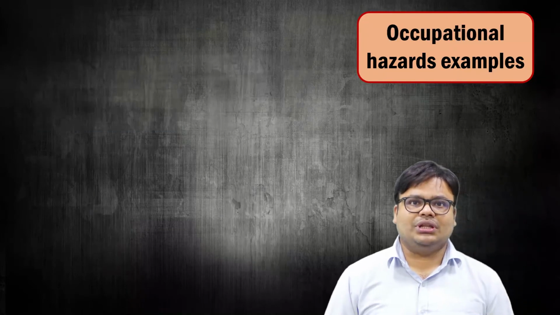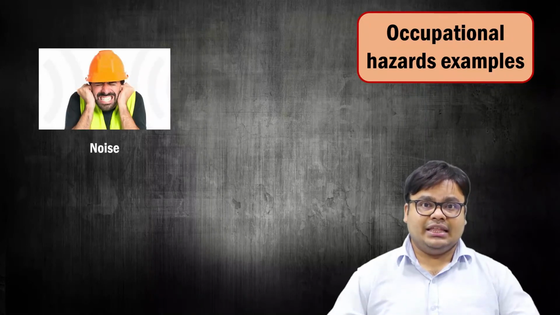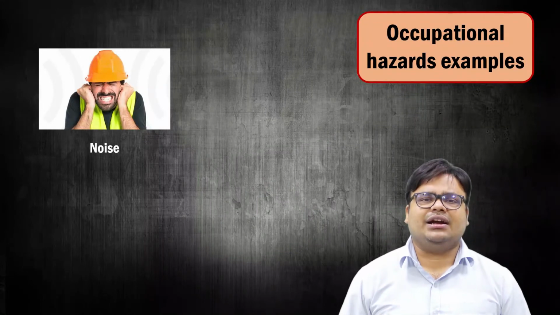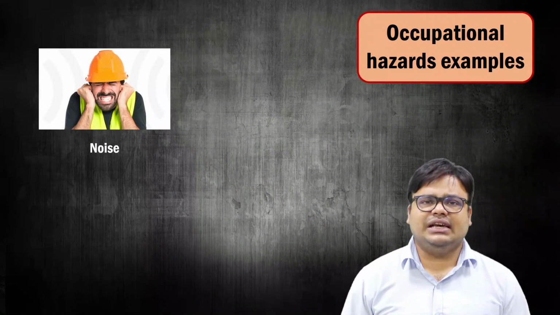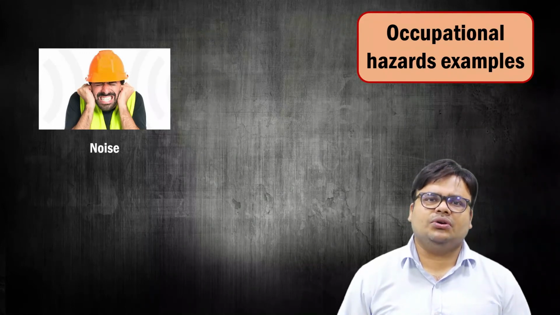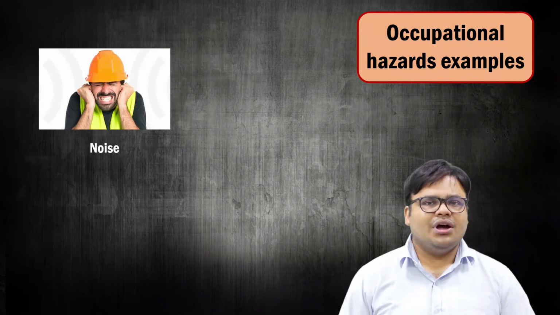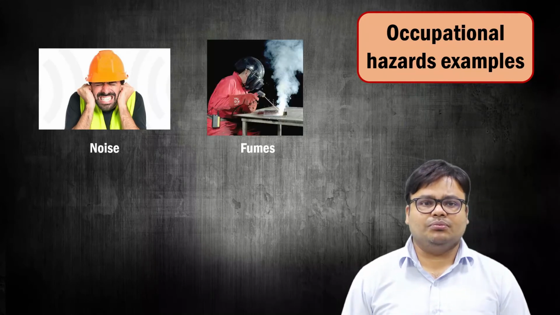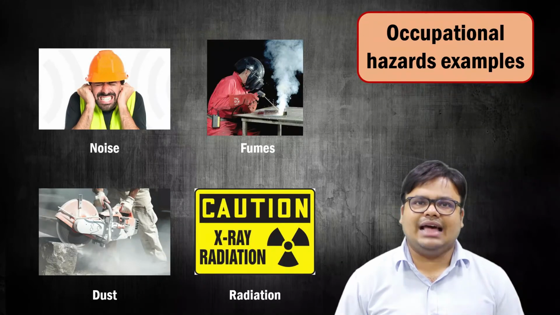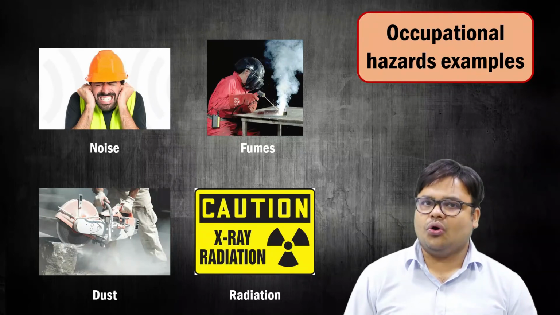Then next, moving on to the occupational hazard. As you can see, noise is there. Occupational means where you are working, that particular area, and continuous noise has a very hard impact on your ears. You cannot withstand that, so noise is also one kind of occupational hazard. Similarly fumes, dust, and radiations. These are a few examples of occupational hazards, meaning they are related to your occupation.